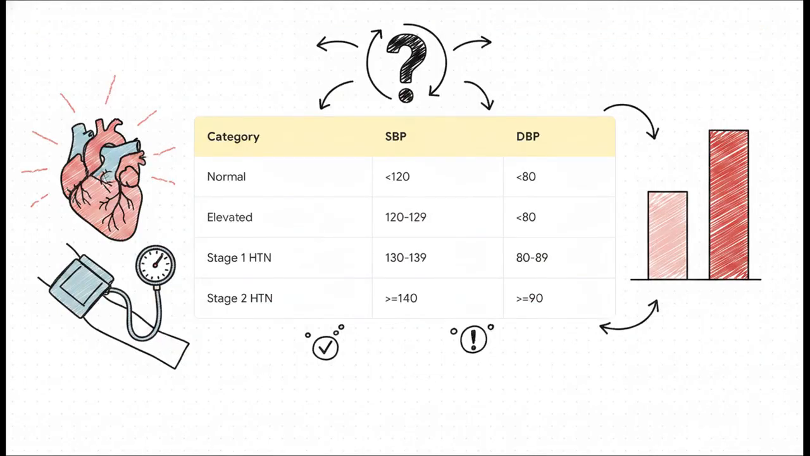Normal is less than 120 and less than 80. Elevated bumps the systolic up to 120 to 129, but the diastolic stays strictly less than 80. Then we hit stage 1 HTN, that's 130 to 139 systolic or 80 to 89 diastolic. Stage 2 is 140 or higher or 90 or higher. And listen, the golden rule to remember here is that a patient is always classified by whichever number is in the higher category, whether that's their systolic or their diastolic.